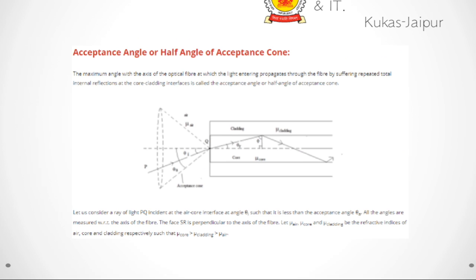Let us consider a ray of light PQ incident at the air-core interface at an angle i such that it is less than the angle theta A. All the angles are measured with respect to the axis of the fiber. The face SR is perpendicular to the axis of the fiber. Let mu air, mu core and mu cladding be the refractive indices of air, core and cladding respectively, such that mu core is greater than mu cladding, which is greater than mu air.